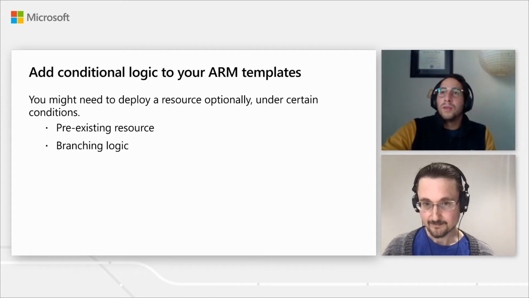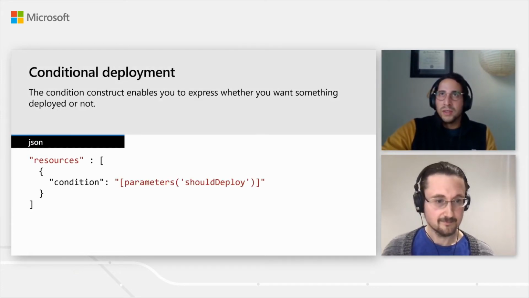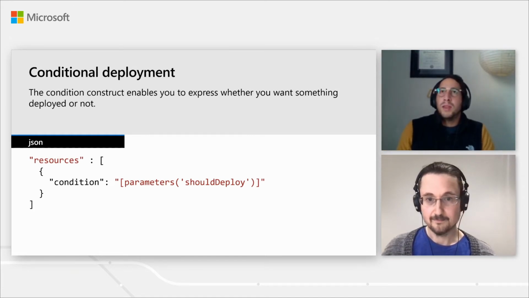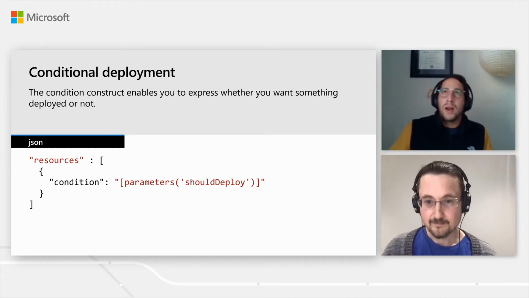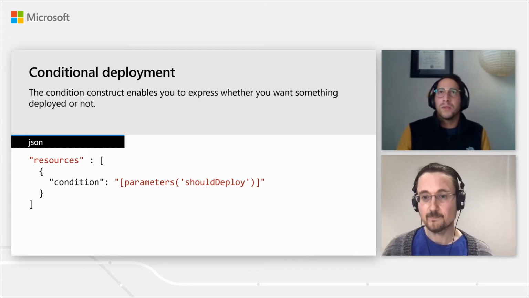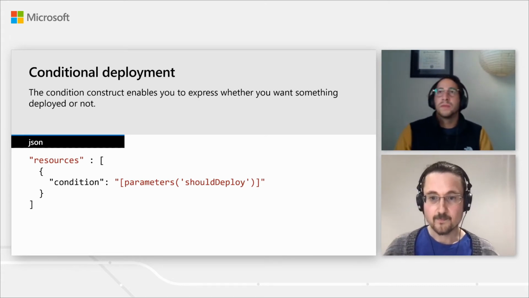But to look through this in a little bit more detail, Chris, building on top of that example, if we continue on with Tailwind Traders, can you tell me more about why they would use this condition construct for that scenario of deploying different stages?